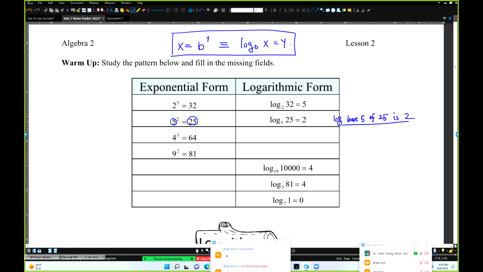Something like that. Okay, now take a look over here. Log base 4 of 64 equals the exponent 3. Can you do that?